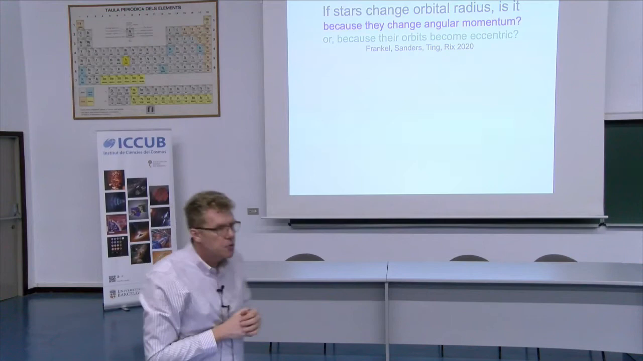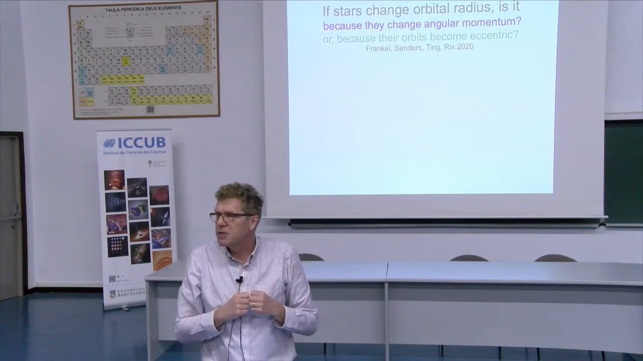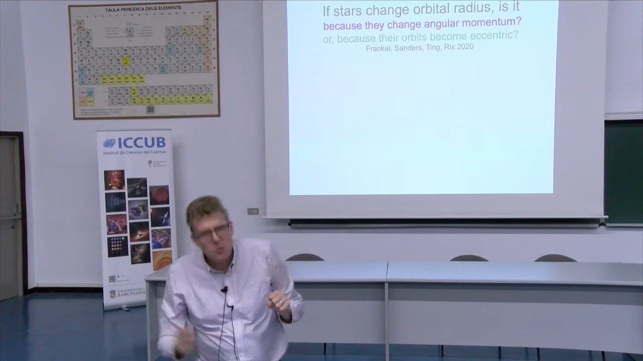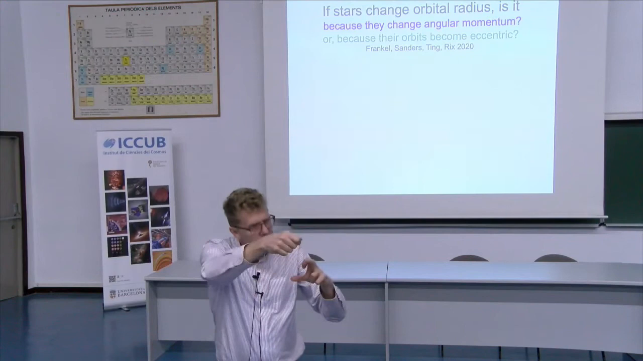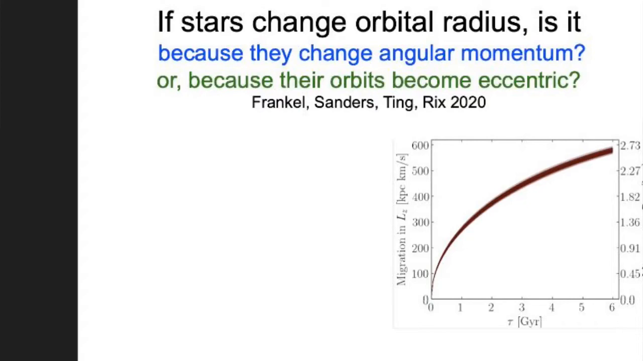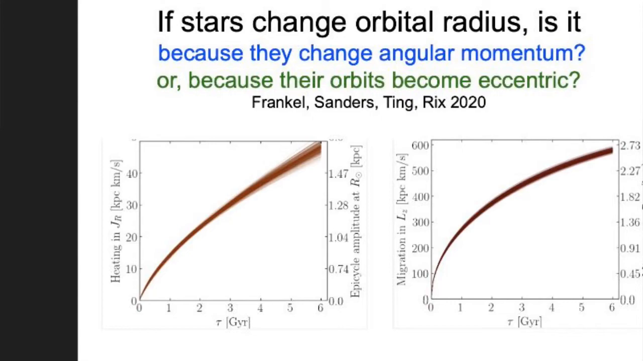So you can make a similar model as I just described. Neige Frankel and Jason Sanders have just done that. But instead of radius, they use angular momentum and eccentricity, or in modern speak, the angular momentum is the azimuthal action, and the eccentricity is the amount of in and out motion, the radial action. So here you see a version of this. This is just the same plot as before in angular momentum. And now we can ask how much eccentricity or radial action they pick up.